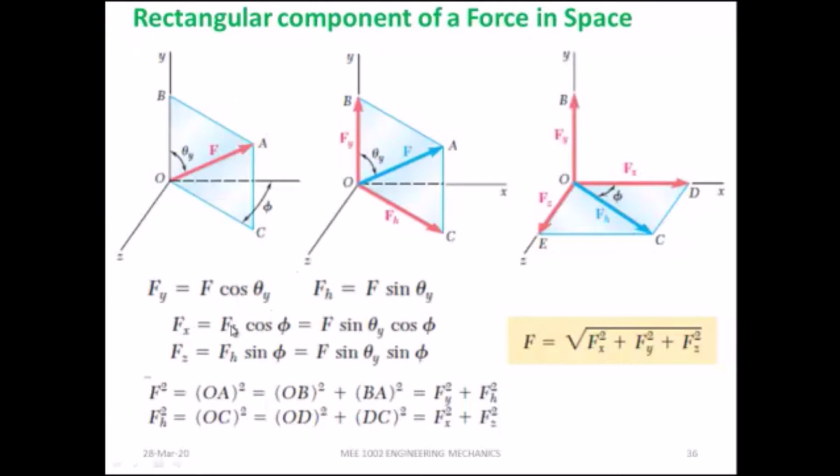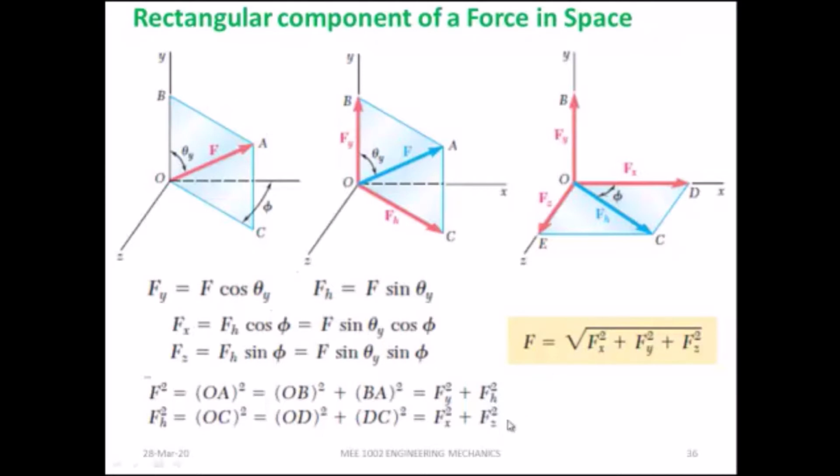So Fx can be obtained by resolving into horizontal and vertical components. The horizontal component is this and the vertical component is this. Now if we square this, F square, F is OA, so OA square equals OB square plus BA square, so Fy square plus F horizontal square. F horizontal square is OC square. OC square is OD square plus DC square.